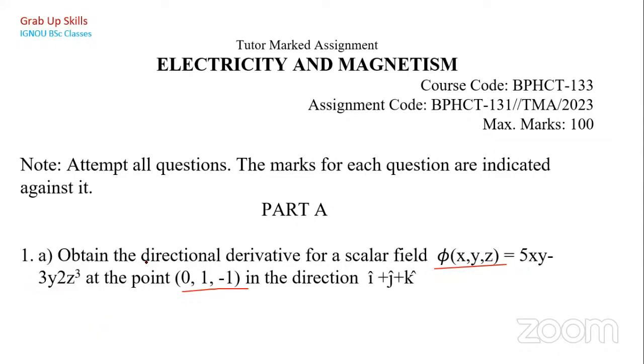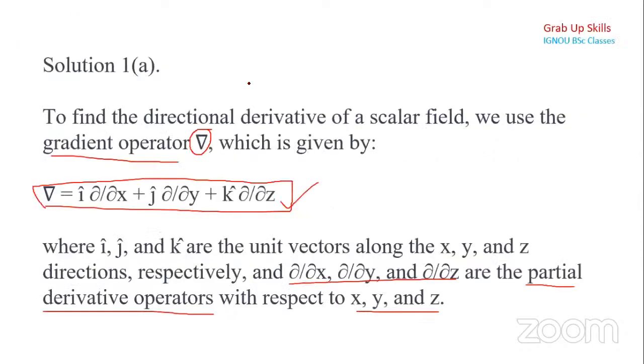Moving on to the first question: obtain the directional derivative for a scalar field phi, for which they have given an equation, at the point (0, 1, -1) in the direction of i cap plus j cap plus k cap. So we will be seeing the solution for this. To find the directional derivative of the scalar field, we will be using the gradient operator. This is the formula for the gradient operator they have given, right?